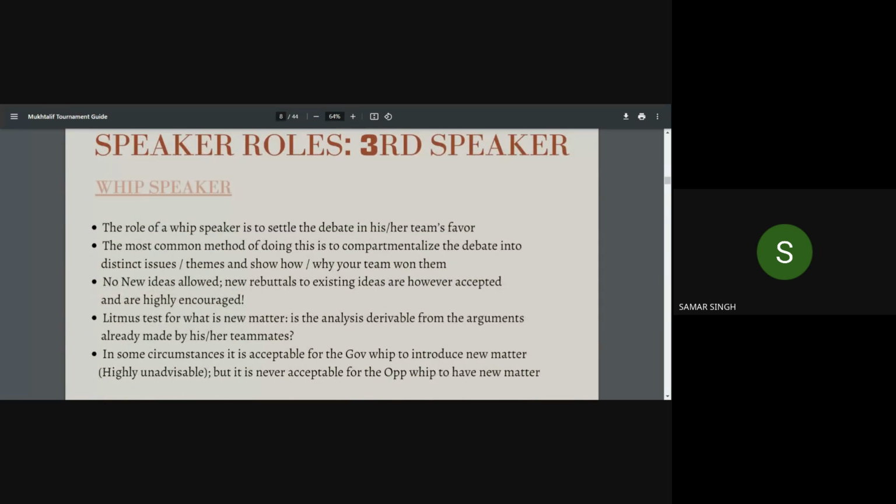So what is a whip speaker? The third speaker of each of the teams is called a whip speaker.